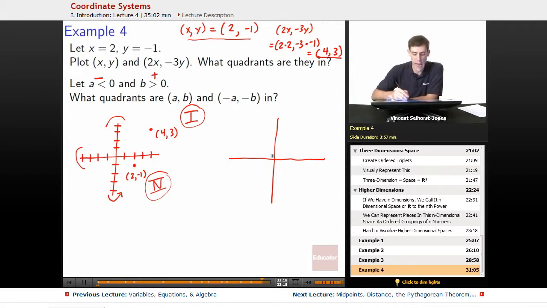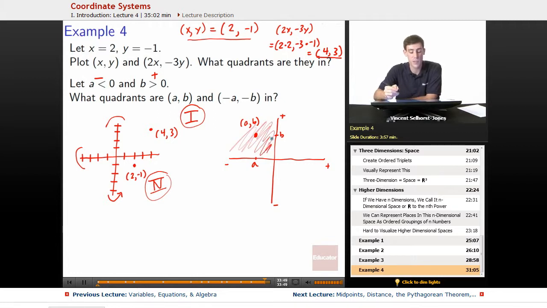So if a is a negative number, then it's going to be somewhere over here-ish. We don't know the precise value, but we're just being rough so we can get a sense visually of where it goes. And b is going to be a positive number, so it's going up. Remember, positive this way, negative this way, positive this way, negative this way. So b is going to be somewhere here, and we're going to have (a, b) somewhere in this area.